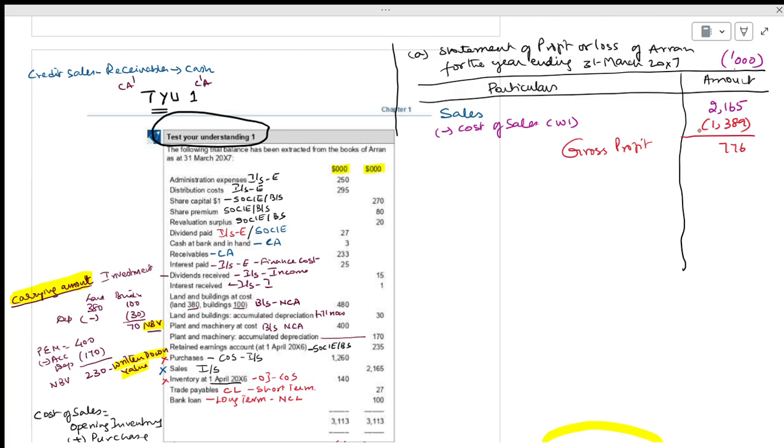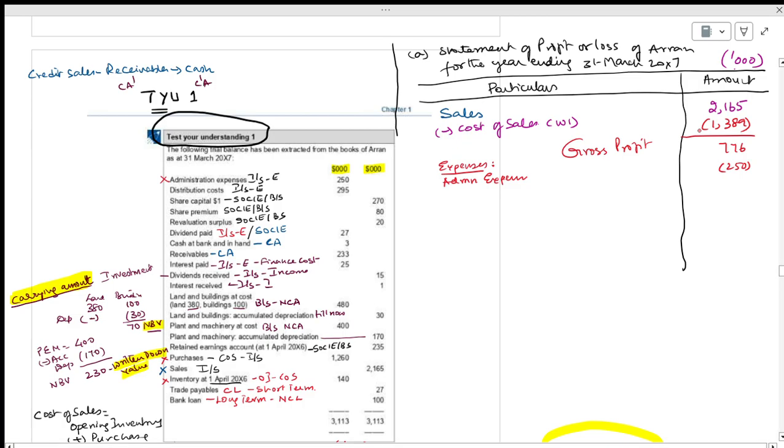Okay, next. After this, see, we have done this. Next, what we have to do? We have to see the expenses. What are the expenses there? One by one. The first one is administration expenses. How much is administration expenses? 250. Okay, administration expenses, 250. You put one cross mark here. In the examination, this is very important.